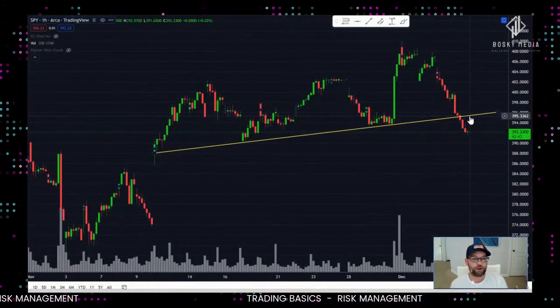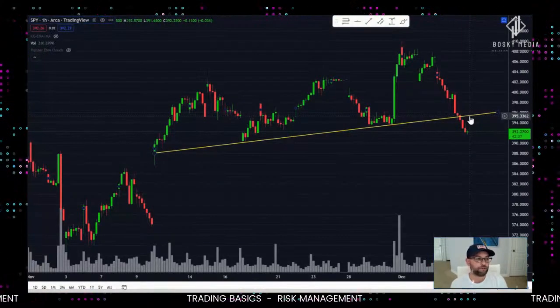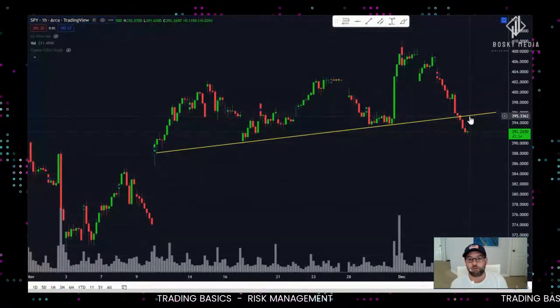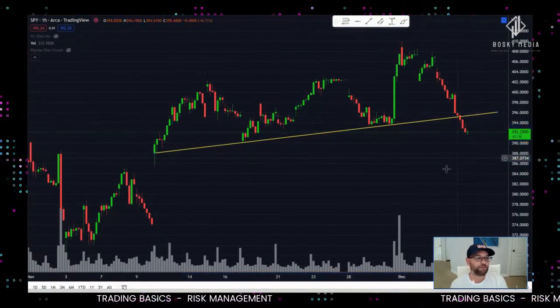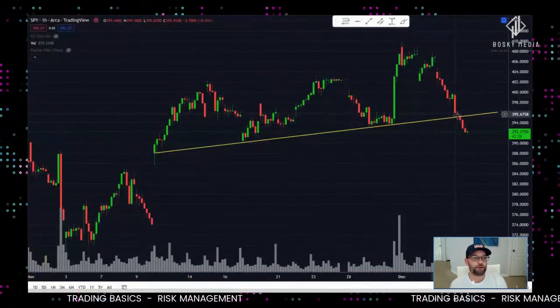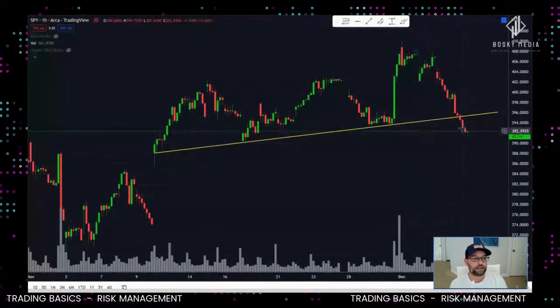You want to let your winners run, and your losers, you've got to cut them short. It's very easy to say, but it's not as easy to do, and you will find that out when you're in a trade. Because what's happening, guaranteed, a lot of people that went long here are still holding. And what they do is they start making excuses.